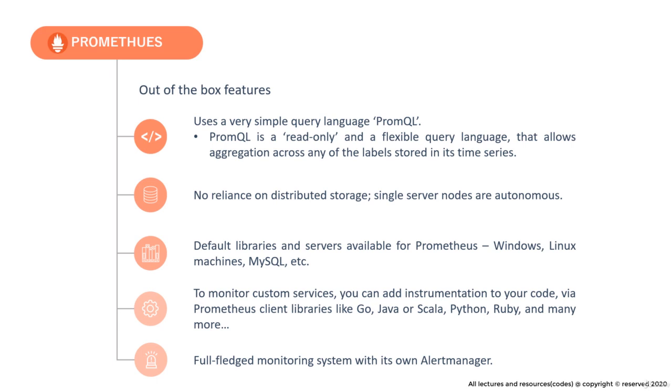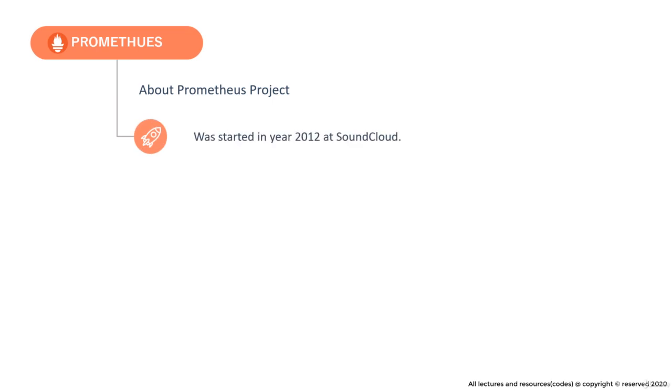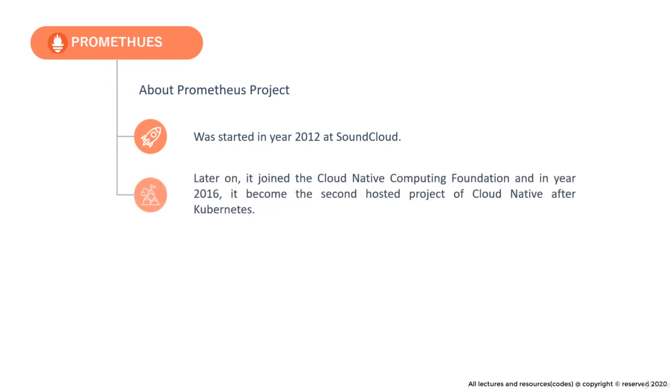Now, talking a little non-technical about the Prometheus project. Prometheus was started privately by Matt T. Proud and Julius Volz in the year 2012 at SoundCloud. Later on, to clarify the project's governance structure, Prometheus joined the Cloud Native Computing Foundation, and in the year 2016, it became the second hosted project of Cloud Native after Kubernetes. It is licensed under the Apache 2.0 license, and now it is a standalone open source project and maintained independently of any company.